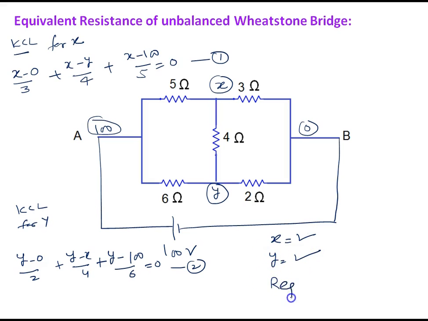The net resistance of the circuit can be written as 100 upon I. I you can easily calculate. I is written as I1 plus I2. Let me explain here. In this branch the current is I1, in this branch the current is I2. So what I can say? X upon 3 plus X upon 2, Y upon 2. Now you solve it yourself. Okay.